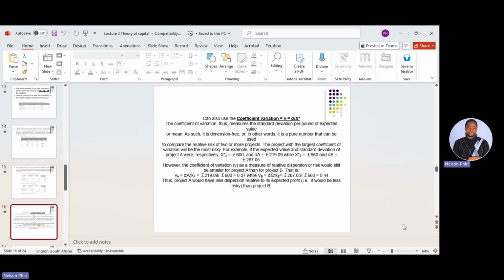You use CV as it shows you the standard deviation per expected pound of return. So in this particular case, project A would be less risky and we will choose it compared to project B. Master these calculations: how you compute your expected return, your standard deviation, and finally your CV, as they are quite important. And there is your formula for CV: it is your standard deviation divided by your expected return. So master those. They're very, very important and they are used to compute our relative risk relative to the expected profit.